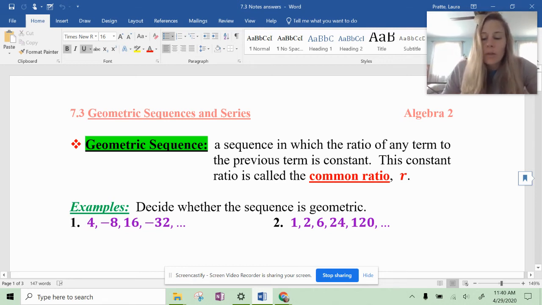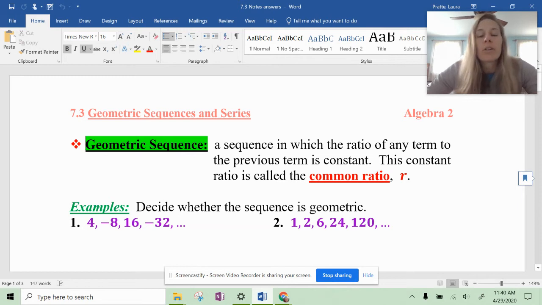Good morning. So today our next lesson in chapter 7 is on geometric sequences and series. First we went over sequences and series in general. Then yesterday's lesson focused on arithmetic sequences and series. And today we're going to go over geometric sequences and series.